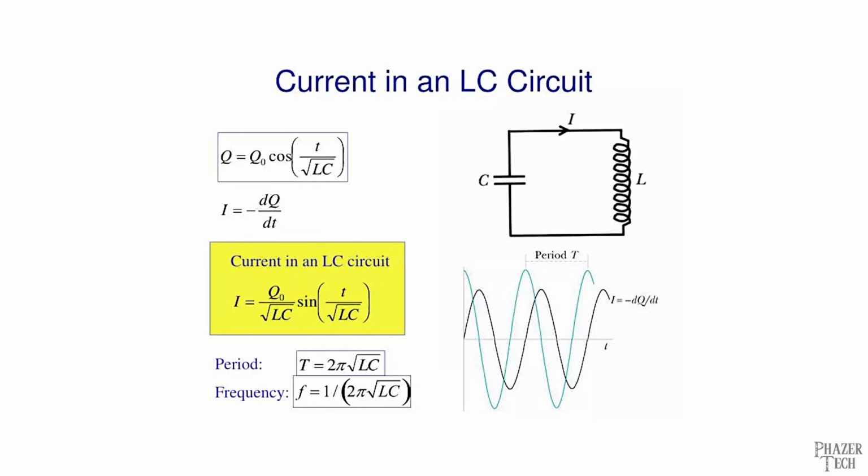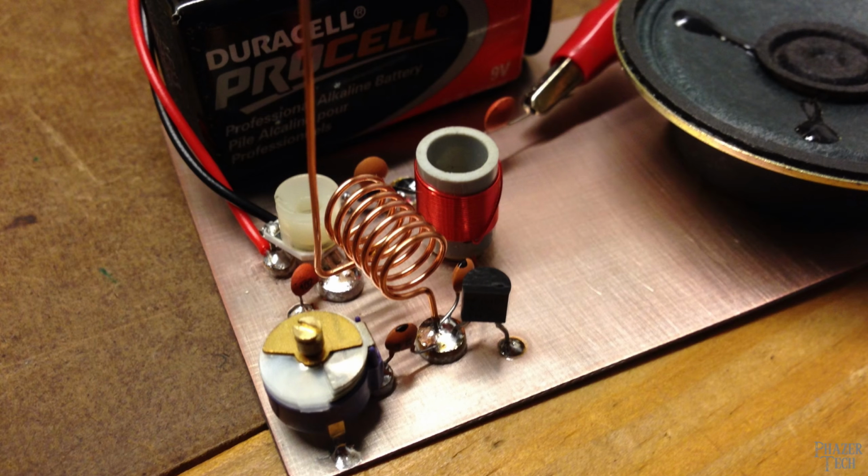Not only is this useful for generating frequencies, but it's also useful for tuning into a certain frequency and blocking out all others. These circuits are essential in radio equipment for both transmitting and receiving RF signals, and they can also be found in pretty much any system that generates frequencies.